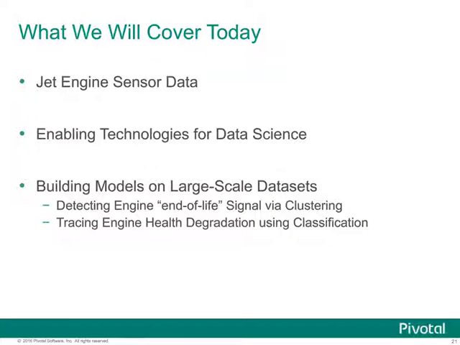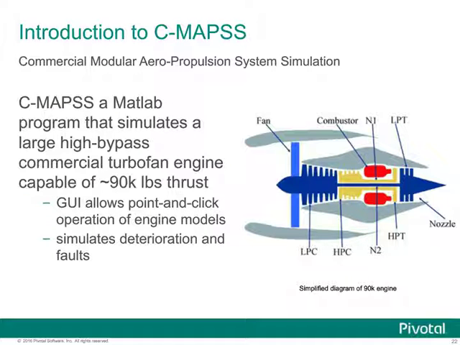So today, Sarah and I will be covering the data set we used and also the technologies we used to complete the project, and focus a little bit on the models and how to build them at large scale. So the propulsion dataset comes from C-MAPSS, which is a MATLAB program that simulates a commercial turbofan engine. It's basically a point-and-click GUI, and you can simulate flights and engine degradation. You can also introduce faults to an engine and see how that affects different parameters of the engine over time.